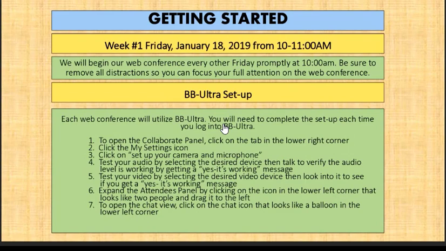So for the web conference, you want to make sure we're using the BB Ultra. Go to the Collaborate panel and click on the lower right corner and click on My Settings. Then you want to set up your camera and microphone. To test your audio, go ahead and select the device that you will be using for your audio and check the level and see if you get a yes, it's working message. You also need to test your video by selecting the desired video that you're going to use and make sure you get a yes, it's working message for that.